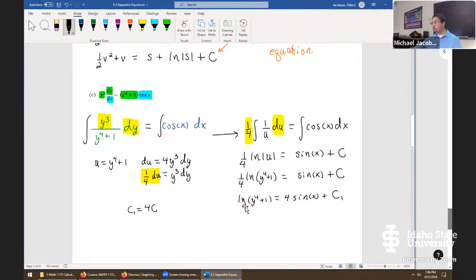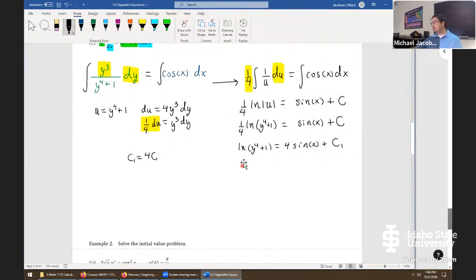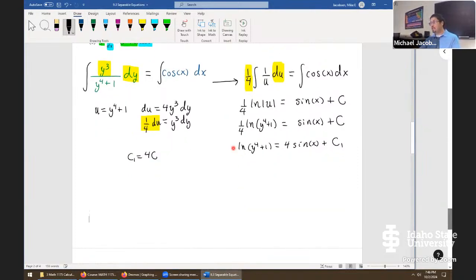Next, we have to undo the natural logarithm function. So we use the inverse function. The inverse is the base e exponential. It'll go here, and the left-hand side is now an exponent: natural log of y to the power 4 plus 1. This side is now an exponent as well. We'll go e to the power of 4 sine x plus the constant. Whether you call it c1 or c, you're doing the right steps here.